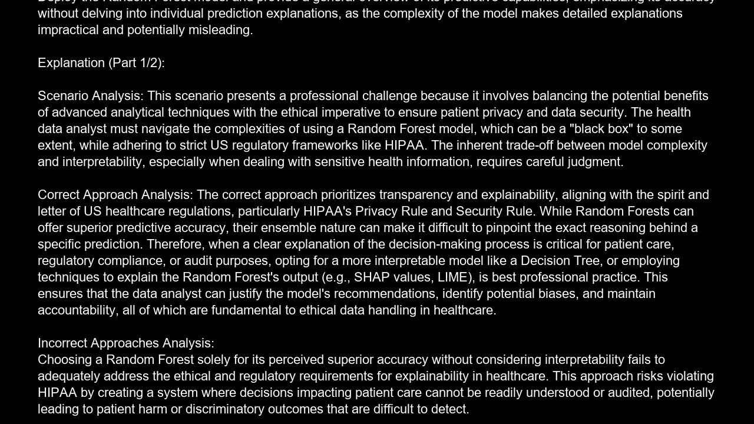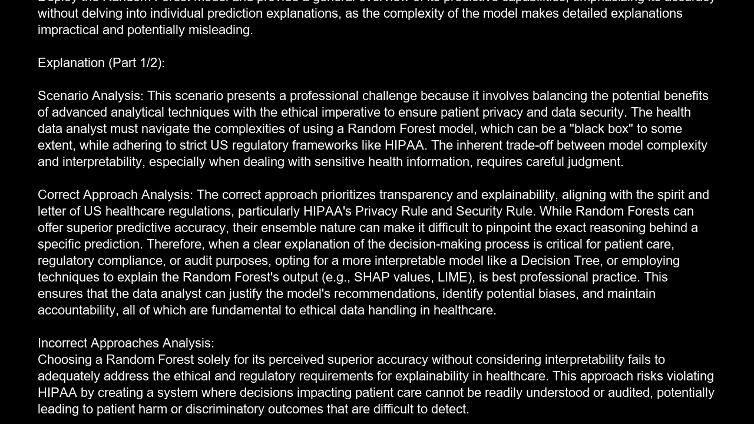Explanation. Scenario analysis. This scenario presents a professional challenge because it involves balancing the potential benefits of advanced analytical techniques with the ethical imperative to ensure patient privacy and data security. The health data analyst must navigate the complexities of using a random forest model, which can be a black box to some extent, while adhering to strict U.S. regulatory frameworks like HIPAA. The inherent trade-off between model complexity and interpretability, especially when dealing with sensitive health information, requires careful judgment.